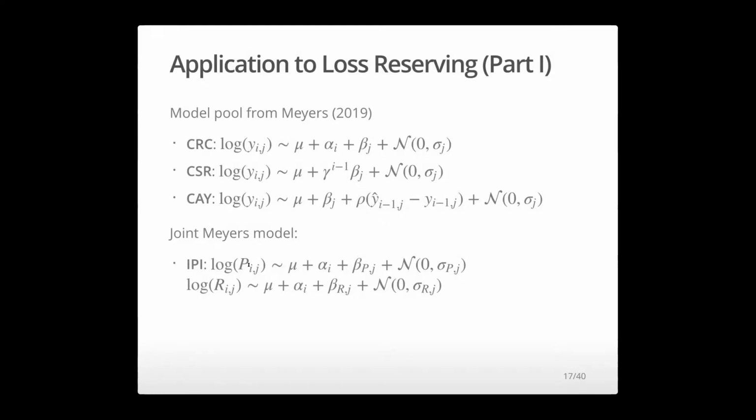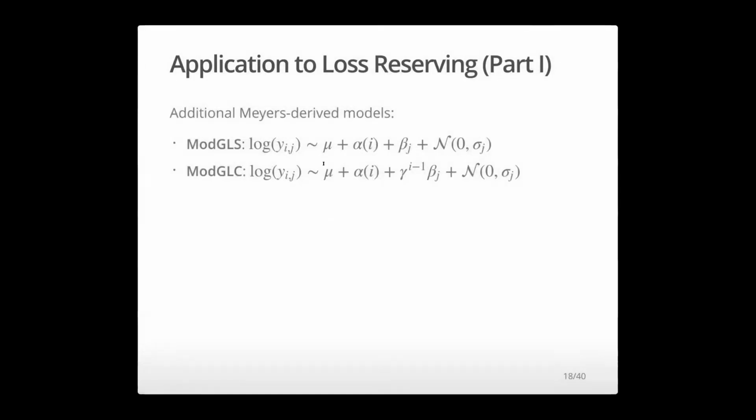paid and incurred losses simultaneously. On top of that, I just threw a couple more in for fun, just to make the pool a little bit bigger. These are very similar to the CRC and CSR models on the previous slide. The only difference here is that instead of assuming a vector of factors with one hot encoding for the accident year parameters alpha, I'm fitting this with the Gaussian process that I'm calling alpha here. That's just a function of i.